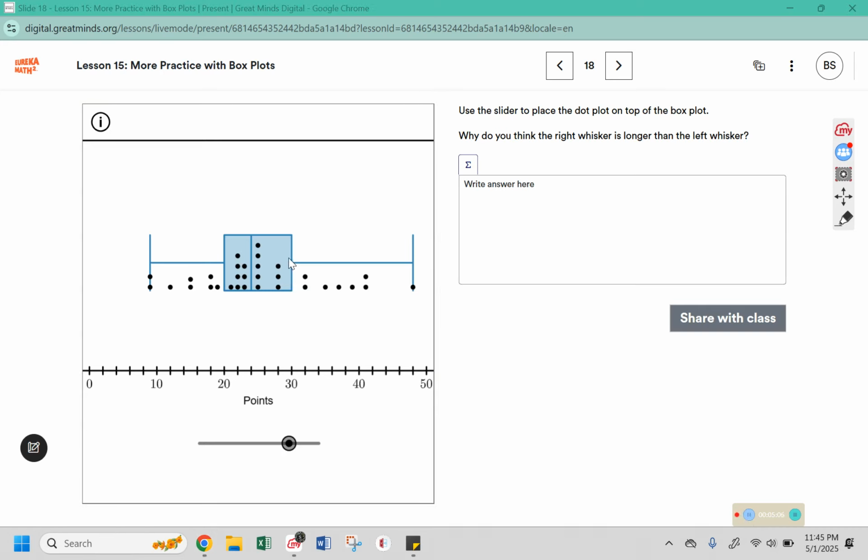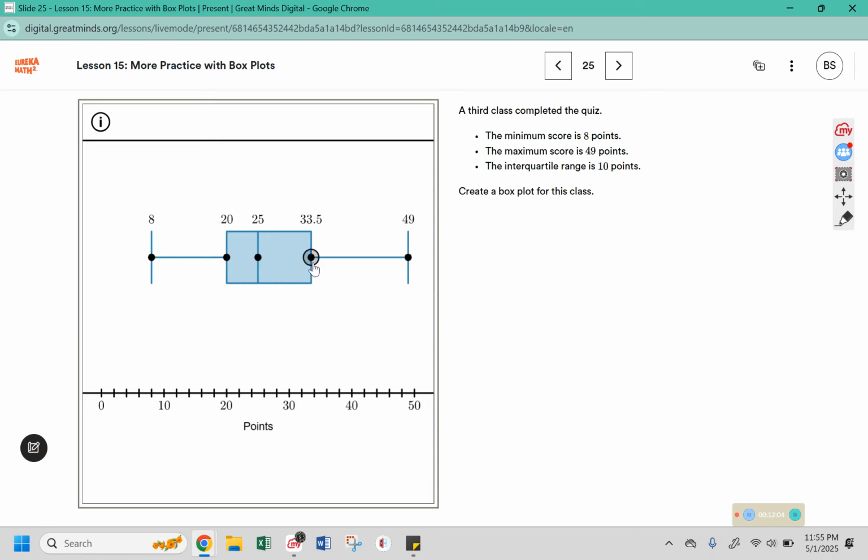A third class completed the quiz. The minimum score was 8. The maximum score was 49. And the interquartile range is 10. So from the Q3 to the Q1, there's a difference of 10. You can scoot it around, but it has to remain a distance of 10.